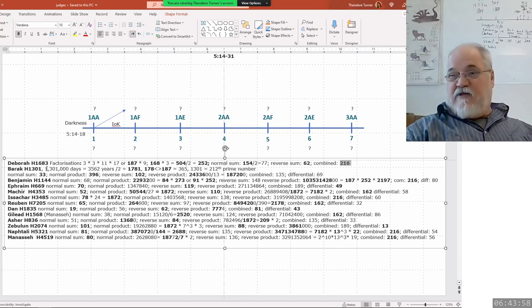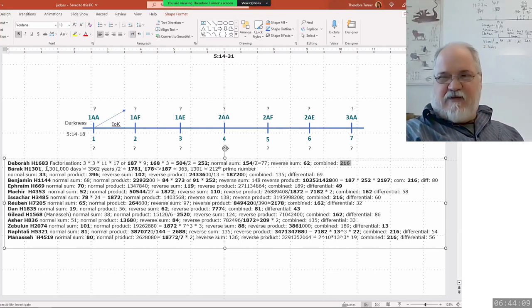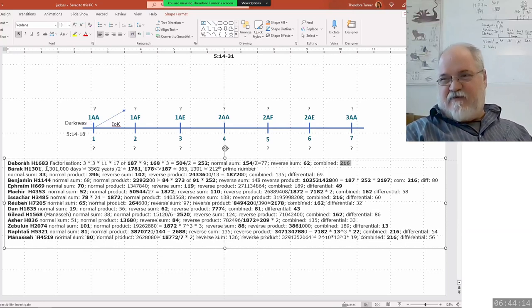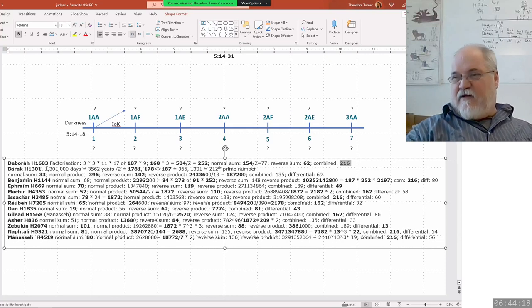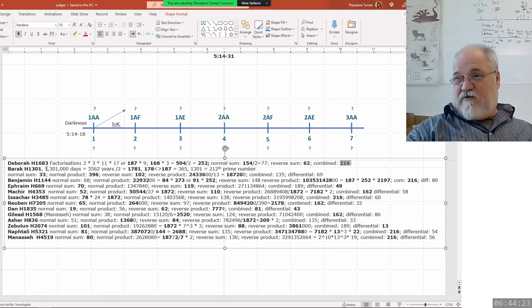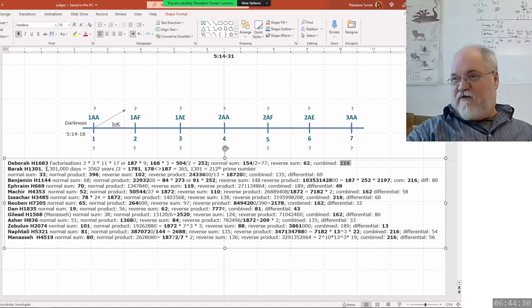And then when we continue looking at the gematria of Barak, the normal sum is 33, the normal product is 396. And I bolded these. They're not necessarily numbers that we're used to seeing, but they are significant numbers. 11 times 3 is 33. And then the reverse sum, we got 102. I shouldn't have bolded that one because I can't think of any significance of it.